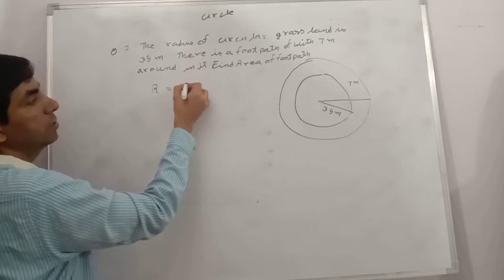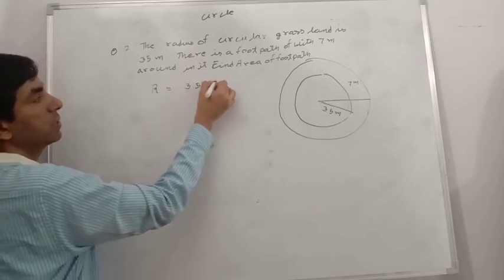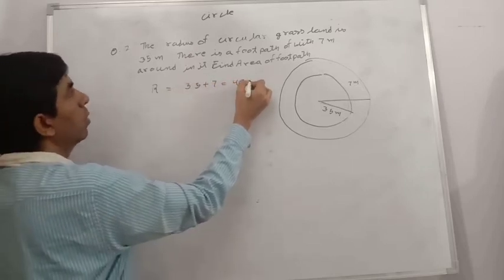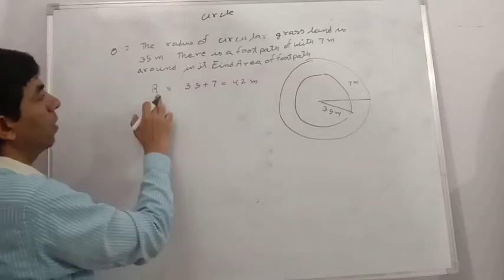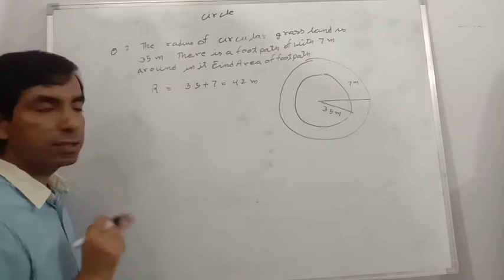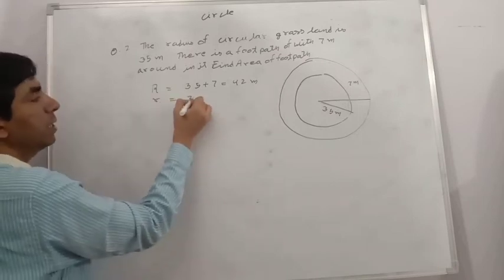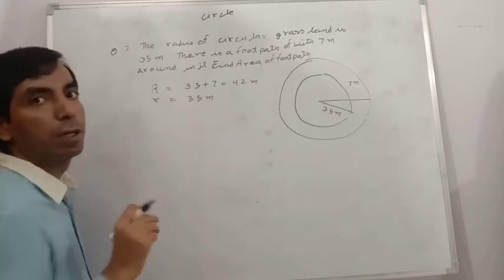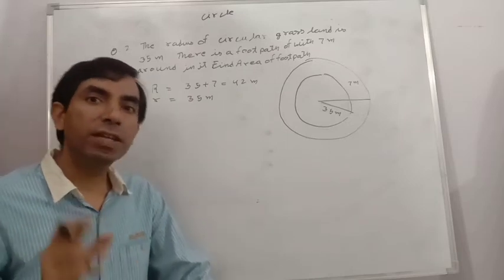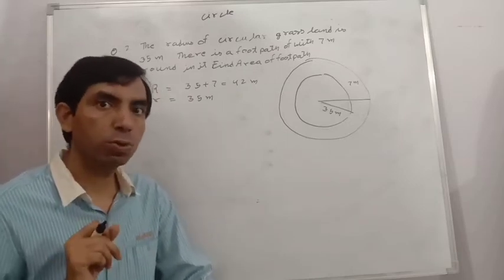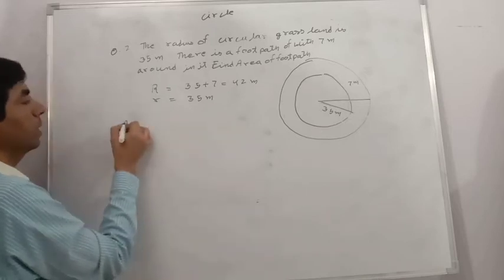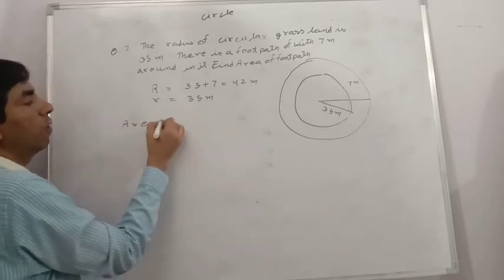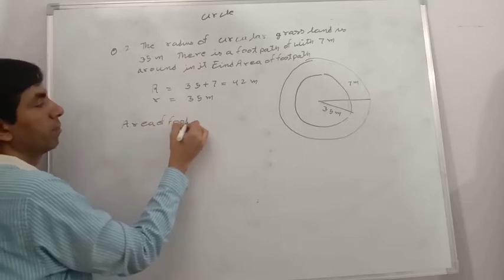So we can find the capital R by the addition of width and inner circle radius. Then we get R is 35 plus 7, means 42 meter. So we have two radii, one grassland radius, that is 35 meter, and the total radius with path. So now we can calculate the area of the path.